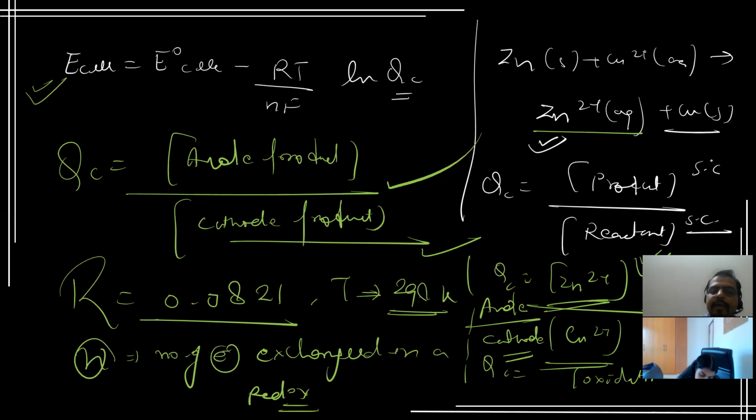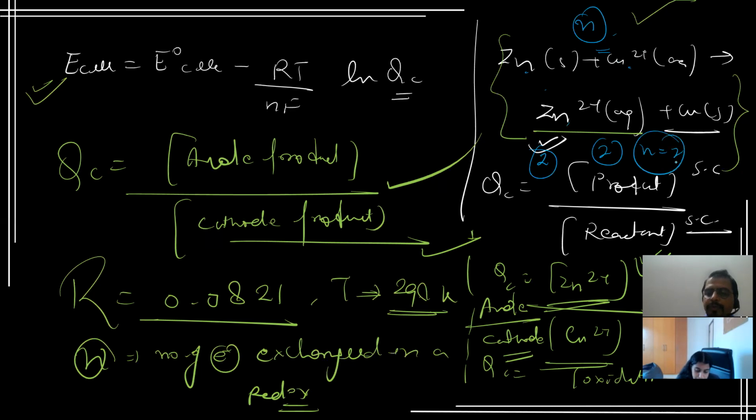So what is the value of N here for this reaction? For the copper and zinc cell, what is the value of N? One. What is the value of N? The number of electrons exchanged. Zinc to zinc 2 plus, there are 2 electrons. Copper 2 plus to copper, 2 electrons. So N has to be 2. Okay. When you put all these values, temperature, and you can take the Faraday constant 96,500.